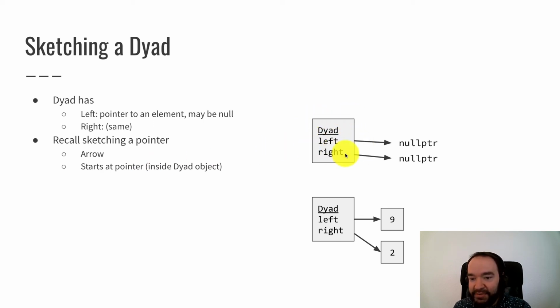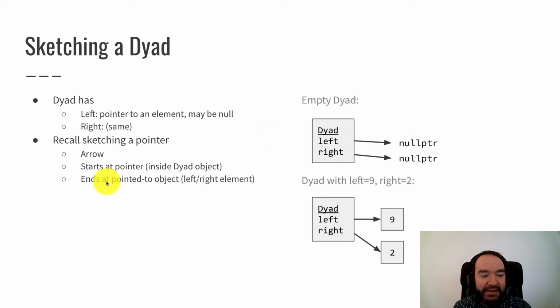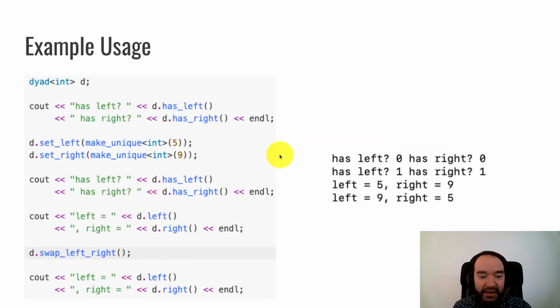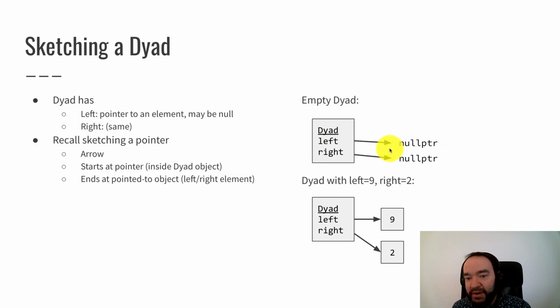This rectangle represents one dyad object. I've got the type underlined and then the left and right data members. So these pointers start at those left and right data members. And then these arrows end at the pointed to object. So that would be the left or the right elements. So up above, I have an empty dyad that has nothing. And in that case, the left pointer points at null and the right pointer points at null. So right here, that's a valid sketch of an empty dyad with nothing in it.